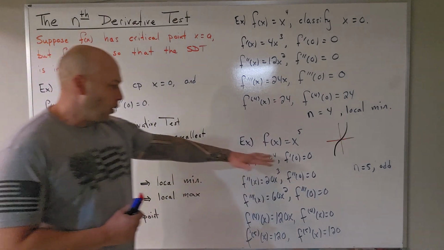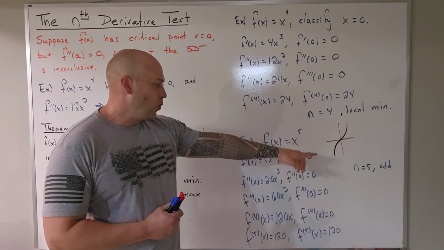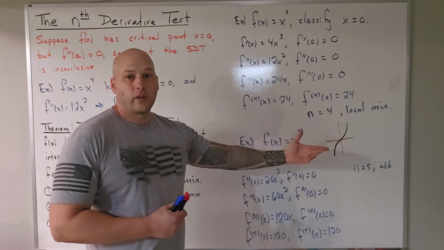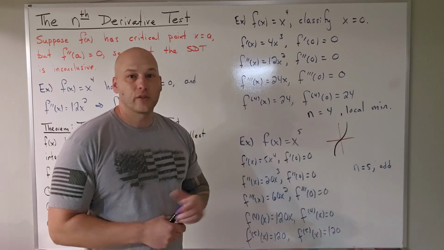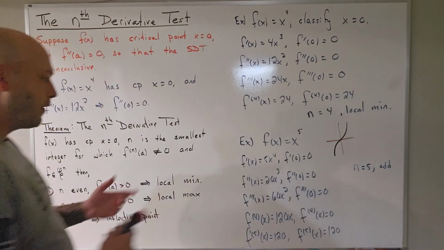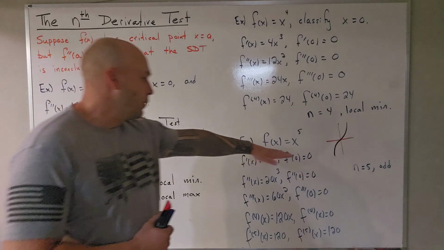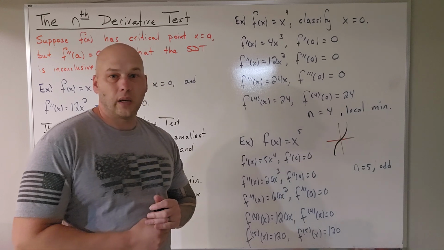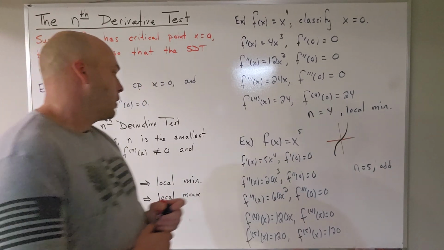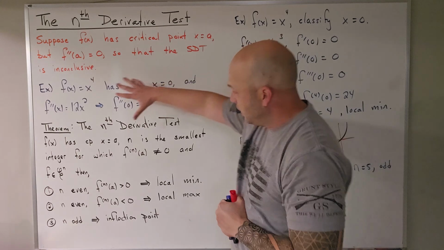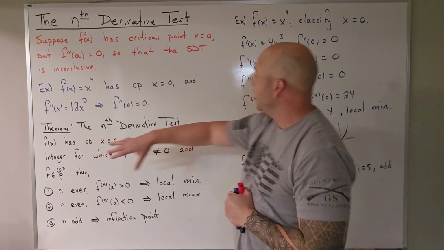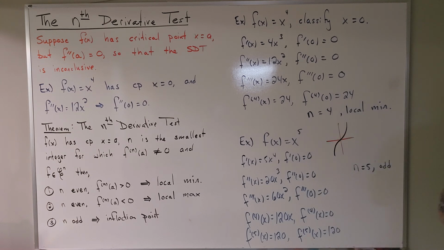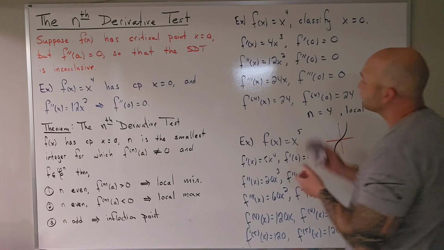Now, this was a little bit overkill to show that 0 was an inflection point for x to the fifth. We know what the graph looks like. We can show that the second derivative is positive and negative on either side of that value. However, if I have a significantly more complicated function, the nth derivative test would be useful in that scenario. So let me clean this side. I want to leave the statement of the test up here. Let me go ahead and clean the right-hand side, and then we will take a look at a more complicated function.